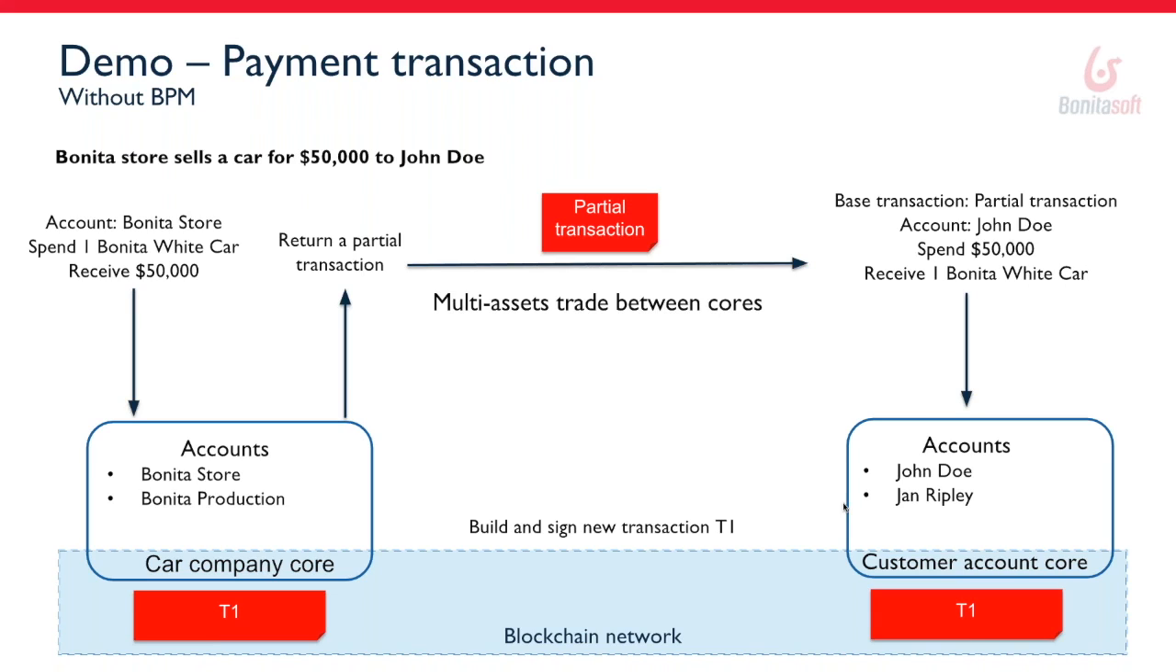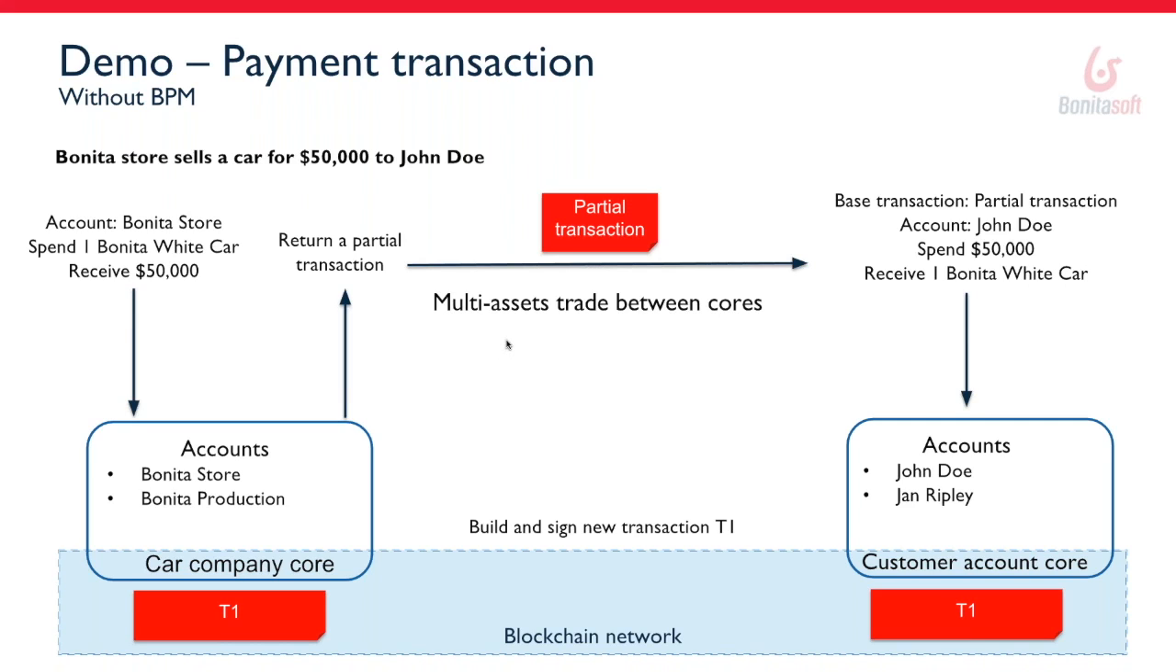This transaction will then be submitted to the blockchain network, replicated to all participants in the blockchain network, and either validated or rejected. In our case, it will be validated because the two transactions match. We have an account that spent $50,000 and another one that expects to receive $50,000, and the same thing with the Bonita white car. Also, we assume that those accounts hold those specific assets at the moment of the transaction.